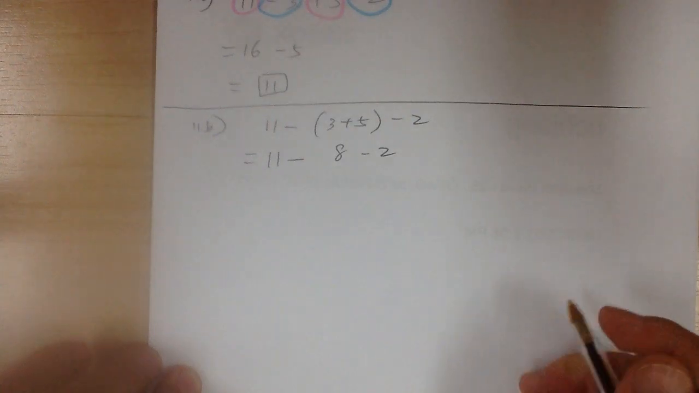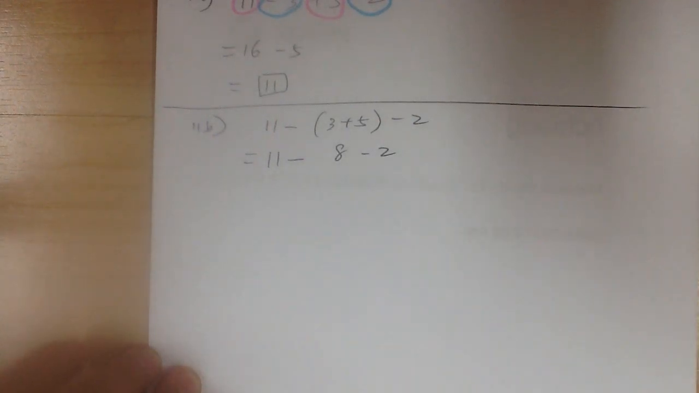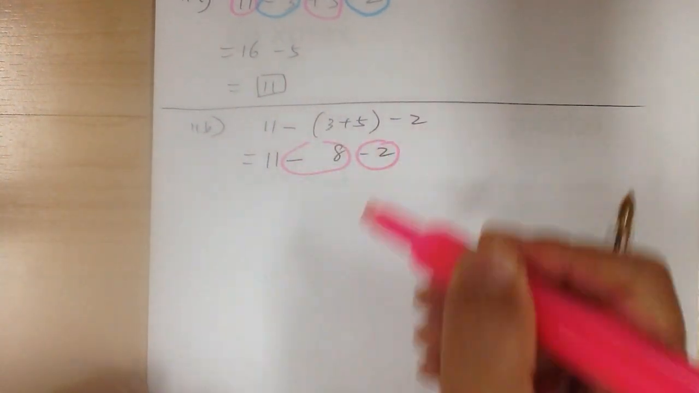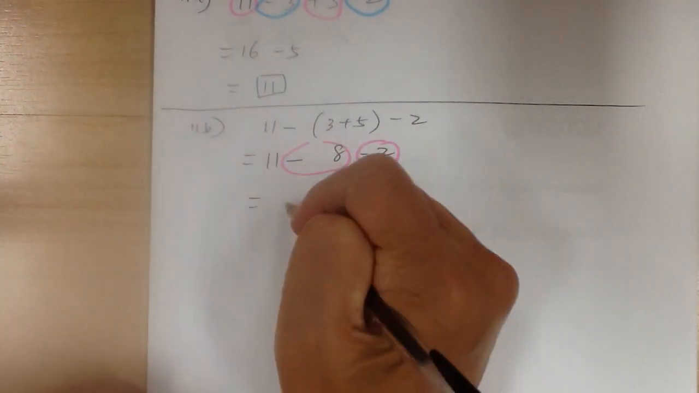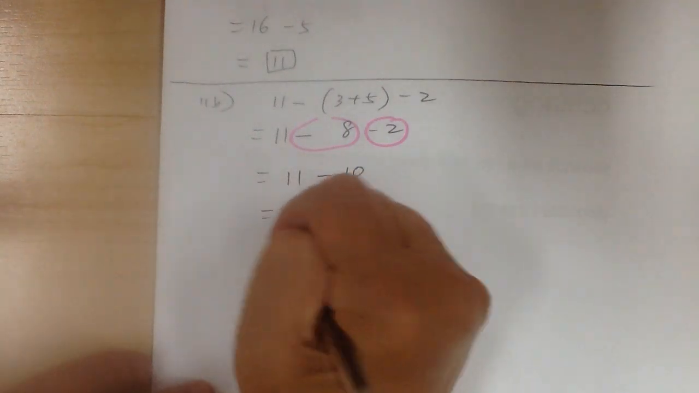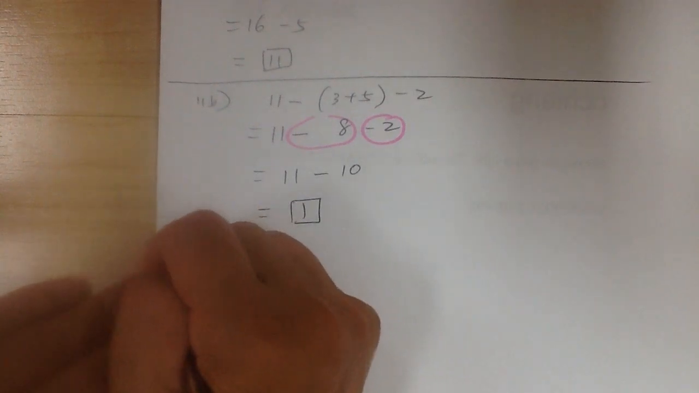Okay, and then from here, again, you can just combine the like terms first because addition and subtraction are same level. So you can go and do this first, combine this first. Okay, so this will equal to 11 minus 10, and this will equal to 1. Okay, so this is a little bit quicker because when you have the same signs, it's easier to combine.